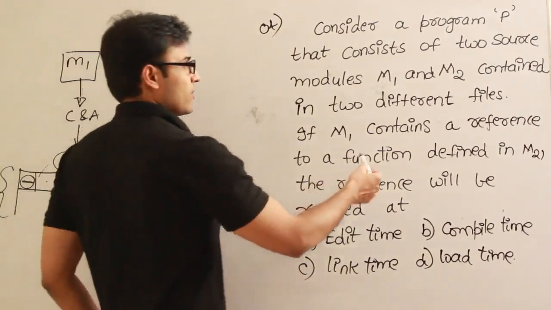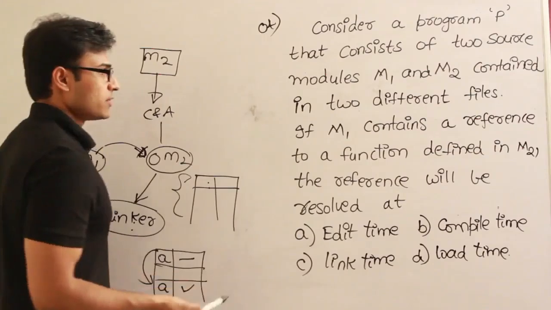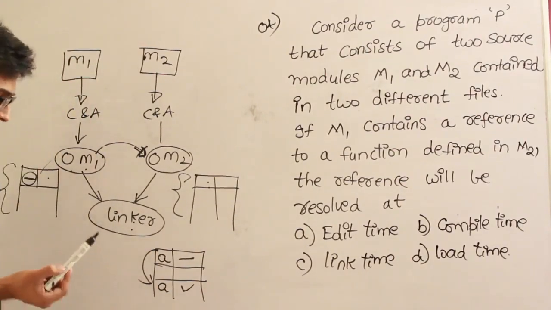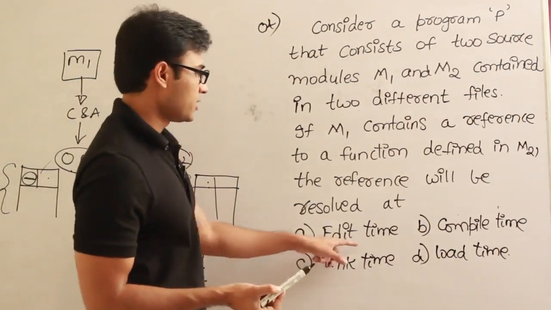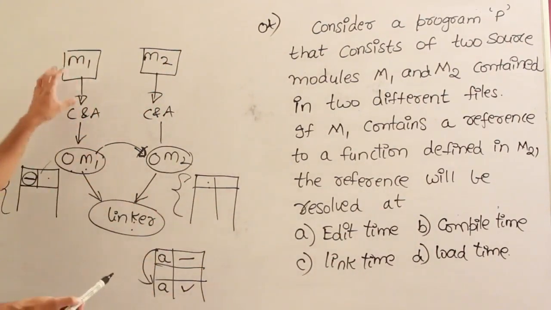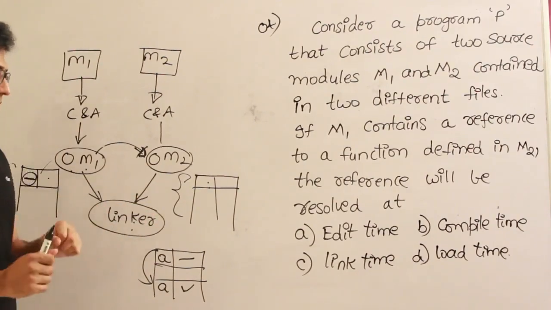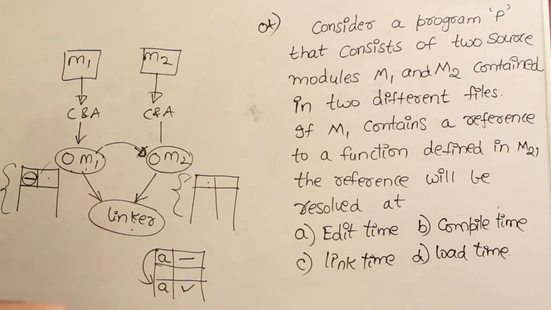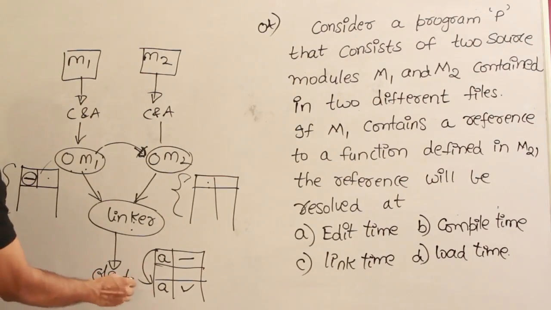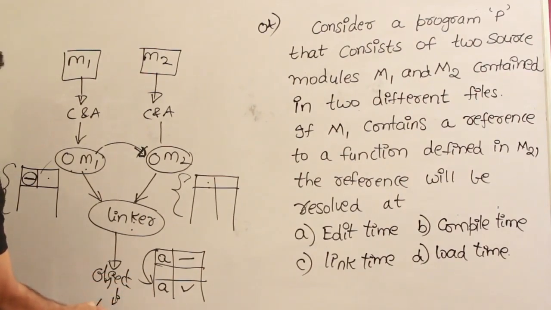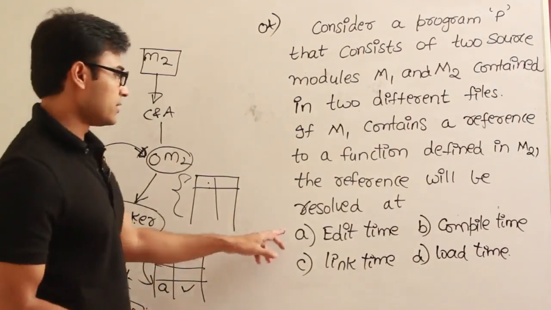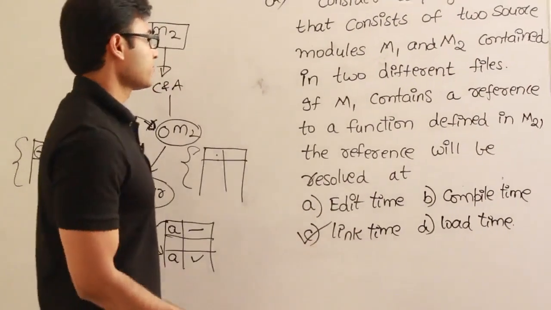Now they are asking when this reference will be resolved. Reference resolution is nothing but symbol resolution. So who will do the symbol resolution? I told you, that is the linker. And there are various times. Edit time is the time during which you type the program. Compile time is during compilation, link time is during linking, and load time is once you give it to the loader. After linking you get one more, single object file, and you give it to the loader. That is load time. Therefore it is done at link time by the linker. The answer is link time.